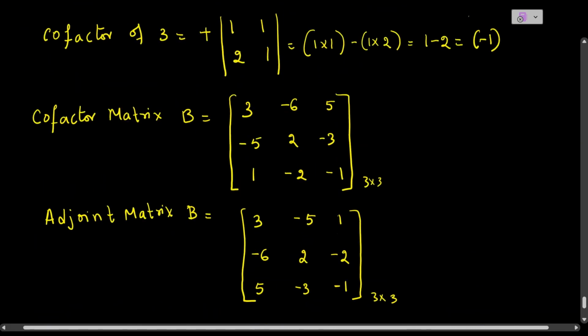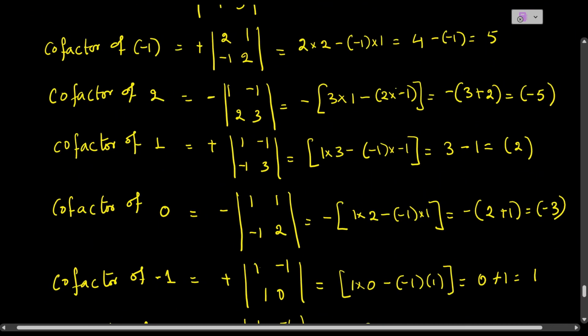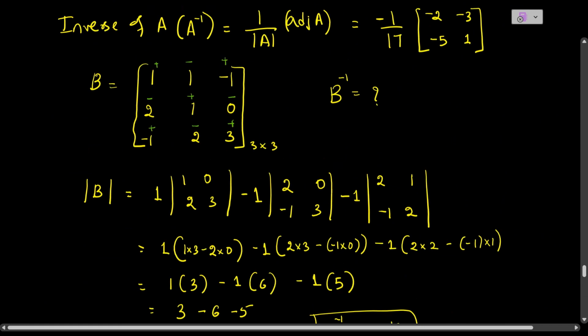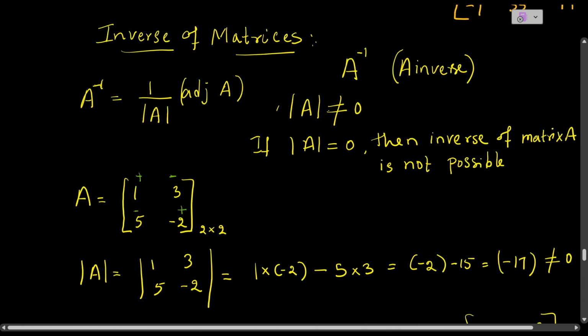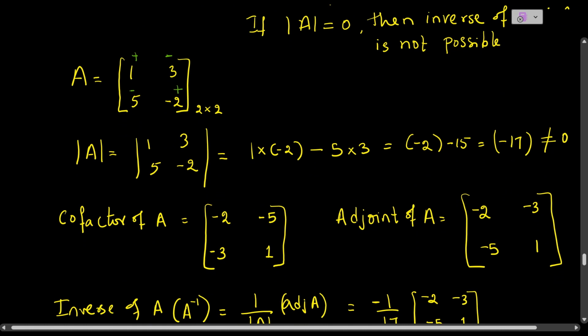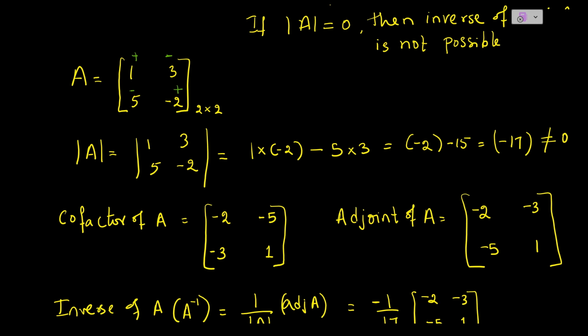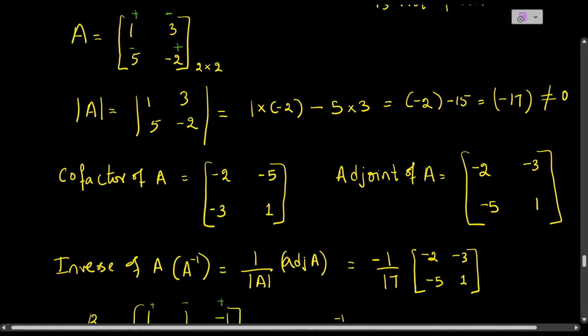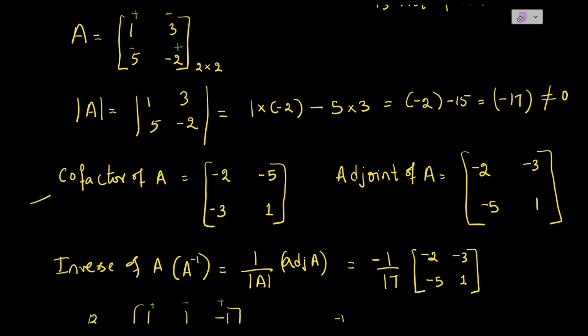So in this video, we have found the inverse of a matrix, both 2 by 2 and 3 by 3. What we have to do to find the inverse of a matrix? We have to find determinant A, and after finding its value, the value should not be equal to 0, then only the inverse of a matrix exists. If it is 0, we cannot find the inverse of that matrix. For a 2 by 2 matrix, first find the cofactor of the matrix, then the adjoint of the matrix, and apply the formula: A inverse is equal to 1 by determinant of A into adjoint of A.